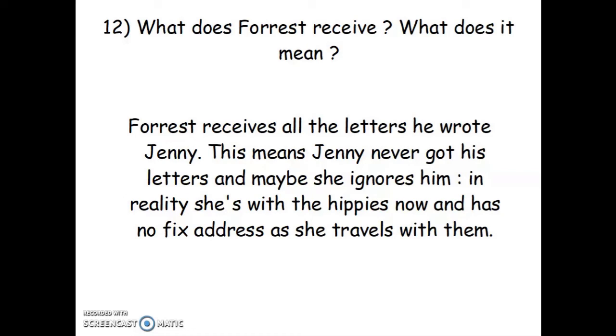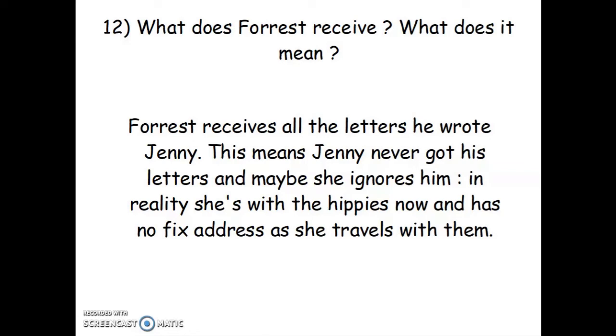And so Forrest Gump had written lots and lots of letters to Jenny, but she never got them. So here, this means that Jenny never got his letters, and maybe she ignores him. Okay, this is what he may think. In reality, she is with the hippies now, and she has no fixed address as she travels with them. Remember, she's with the hippies, and so she's going all around the US, traveling, playing the music, experiencing new things.